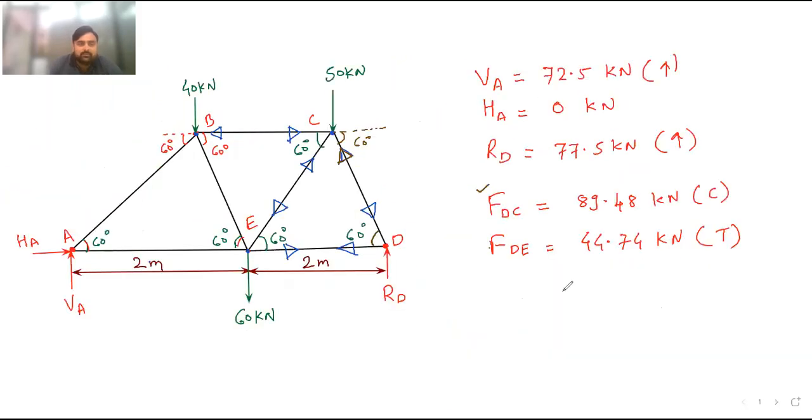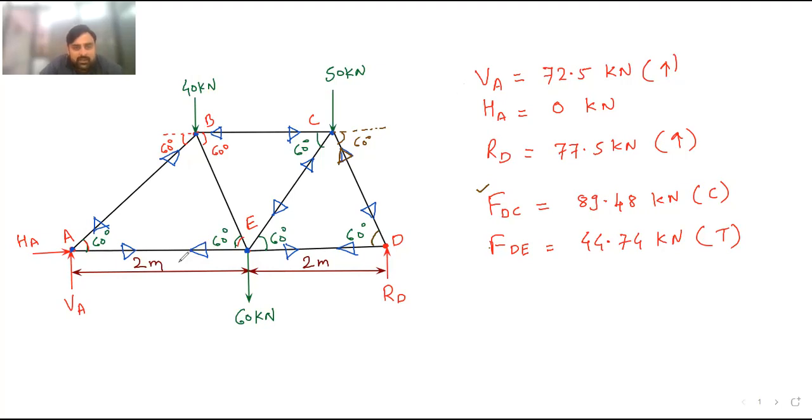So here I will mark the arrows. So I can say that here FAB is compressive. So compressive means, now see, this is our joint A. Compressive means arrow is towards the joint. This is our joint B. Compressive means arrow is towards the joint. Now AE is tensile. So this is joint A. So arrow should be away from the joint. This is for AE. This is joint E. Arrow should be away from the joint. Okay.